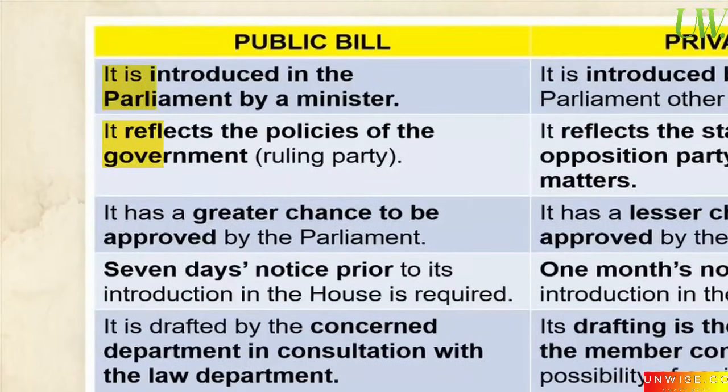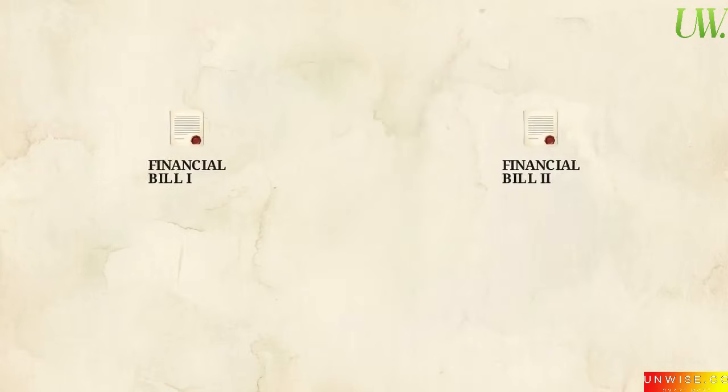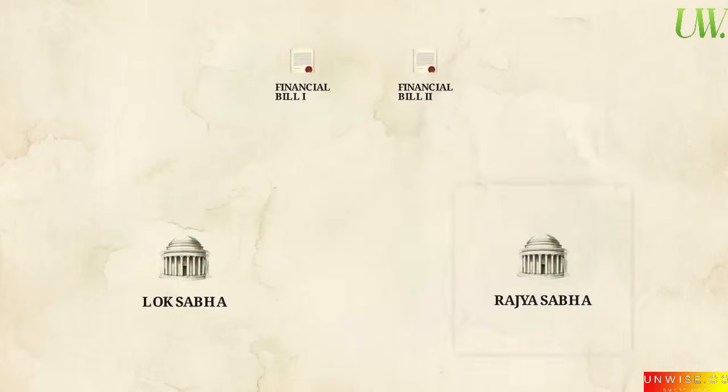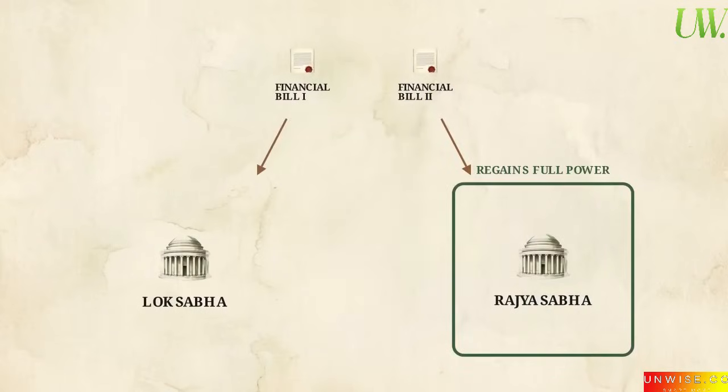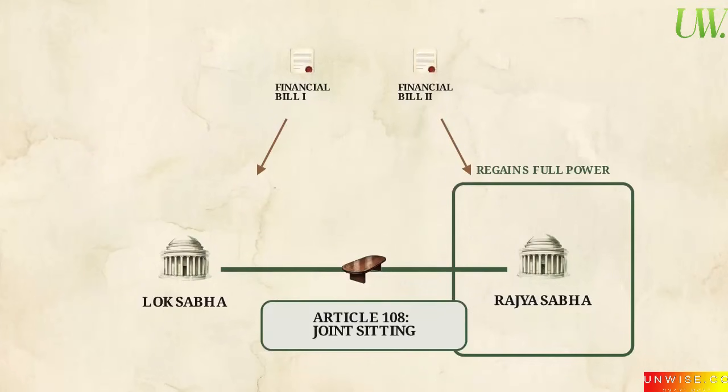Public bills reflect general government policy, require a 7-day notice, and are introduced by ministers, subject to equal scrutiny from both houses. Similarly, financial bills Type 1 and 2 contain financial elements, but don't meet the strict Article 110 criteria. For these, the Rajya Sabha regains its full power to amend the legislation, or even trigger a joint sitting of both houses under Article 108 to resolve a deadlock.